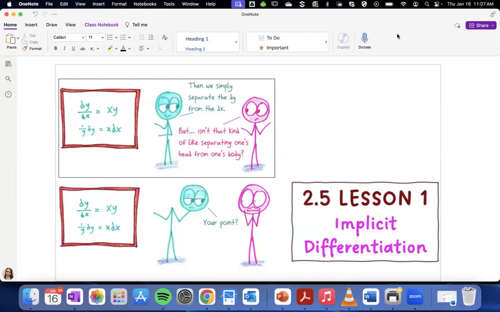Here we go. We are starting a new section. This is section 2.5, implicit differentiation.